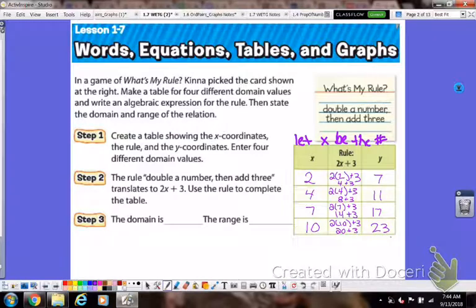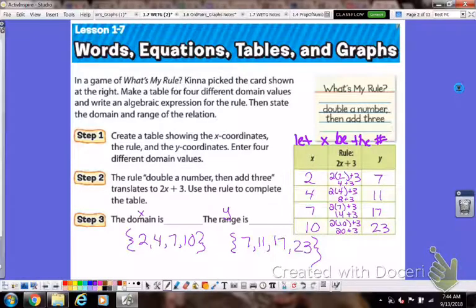Thank you. Alright, hopefully you continued copying that down through that announcement there. Our last value there, if our x is 10, then our y value should be 23. Okay, then finally, step 3, the domain and the range. So our domain, remember we want to use bracket notation. Our domain is our x values, so 2, 4, 7, and 10. Then our range is our y values, so again in bracket notation, 7, 11, 17, and 23.